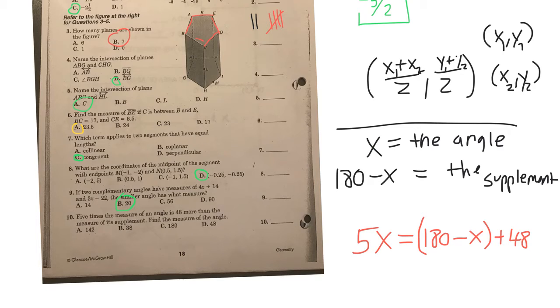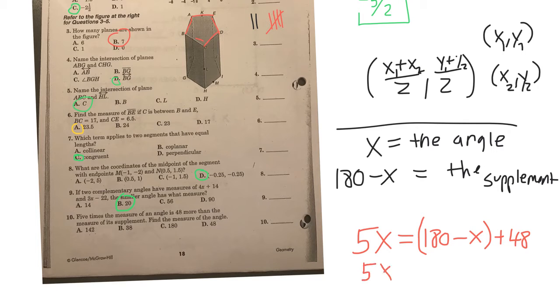x is the first angle they're talking about. The measure of an angle, that's x. We know that the supplement is one of the stars of this show, so we're going to create an expression representing the supplement, 180 minus x, and then you just kind of translate the sentence. 5 times the measure of x is 48 more than the measure of its supplement. So then you could take it from here.